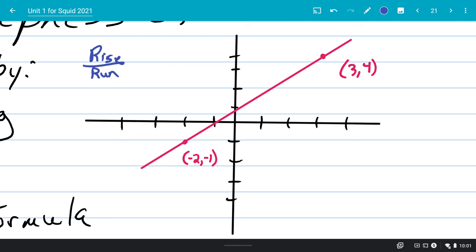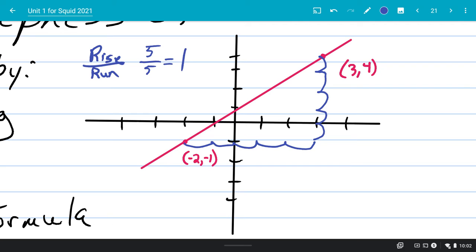For me, I always start at the left and count my run first. It's just me. You can go any direction you want. But I start at the leftmost point and go 1, 2, 3, 4, 5. Now I'm directly under, and that was my run. And now I go up 1, 2, 3, 4, 5. So I had to go up 5. So 5 over 5 is 1. So that particular line had a slope or rate of change of 1.